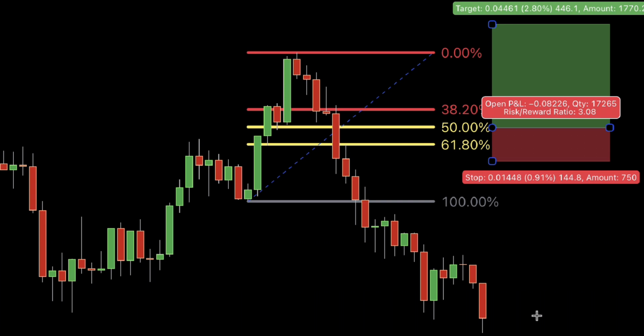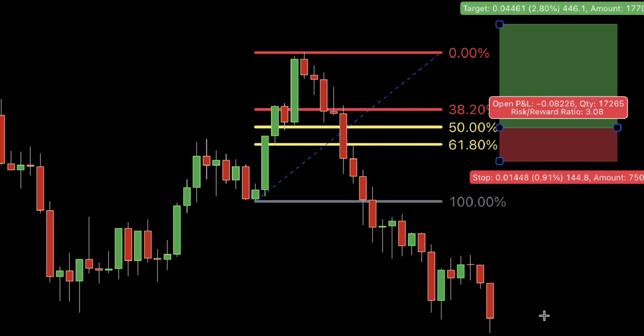This is exactly why relying on Fibonacci levels alone, without additional confirmation like MACD, structure shifts, or candlestick patterns, can lead to false entries. So how do you increase the odds that the 50% or 61.8% Fibonacci retracement will actually hold? That's where a technique I personally use comes in.